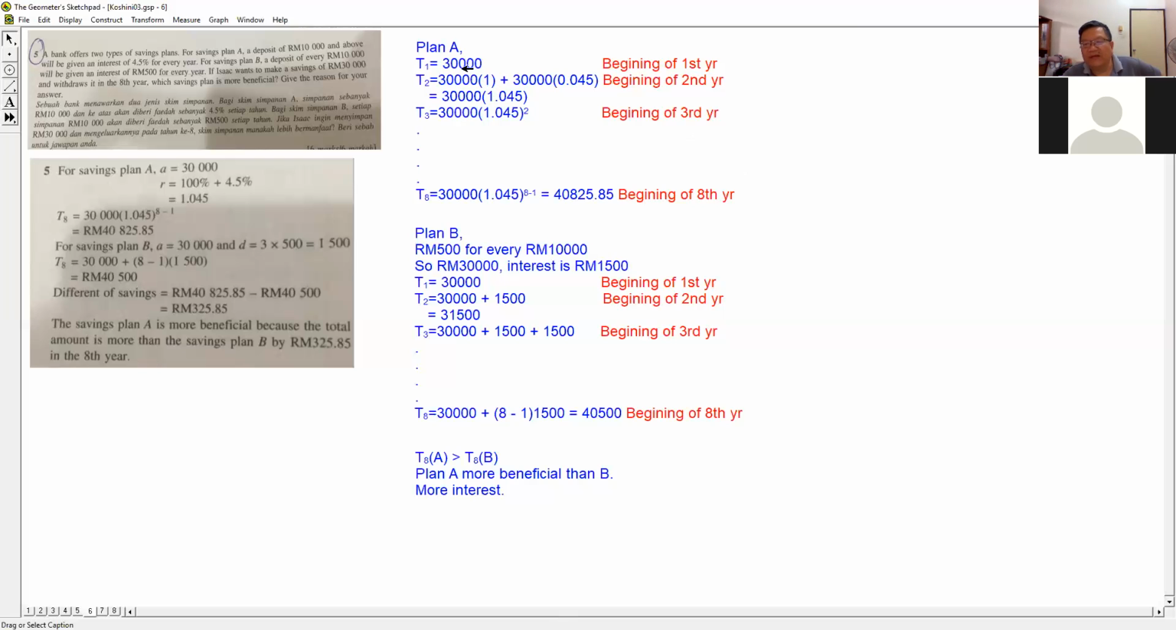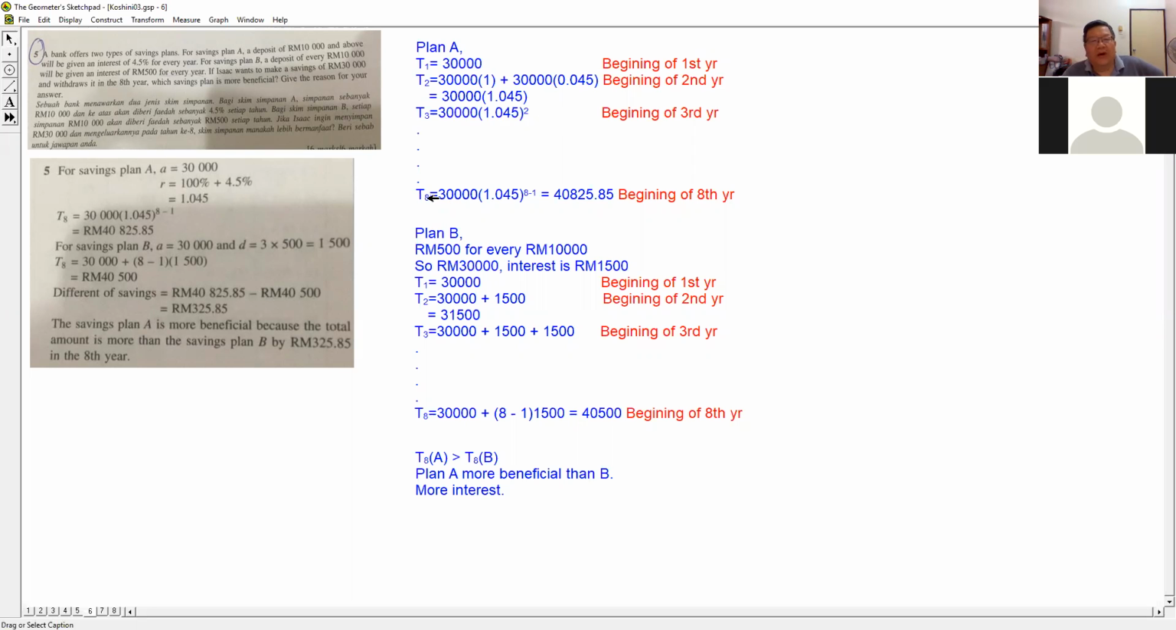This is the sequence that I've listed out here. This is what you have throughout the first year. This is what you have throughout the second year. This is what you have throughout the third year. Now, during the third year, you will not be given the interest for the third year. You will only be given the interest for the first and second year. Okay, can understand or not this part? Because a lot of students are confused with this. Okay or not? So far. Why is it that the third year you are getting only 1.045 to the power of 2?